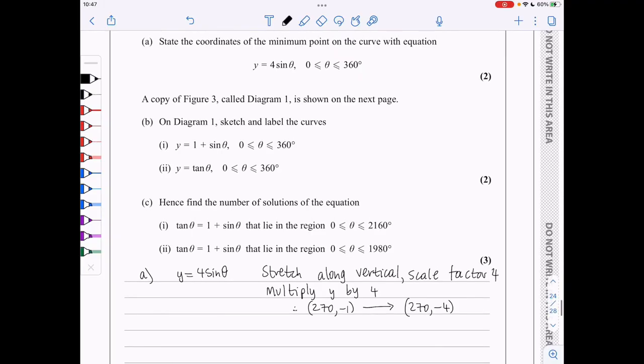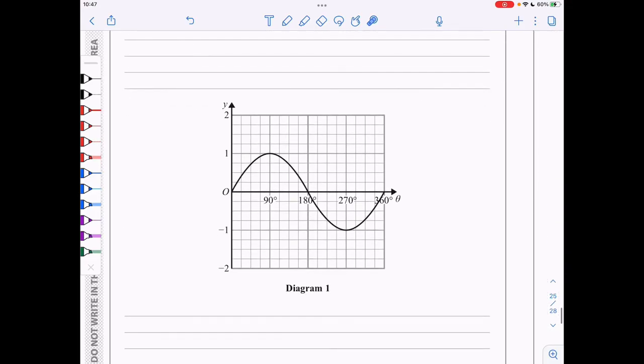We're then being told that we've got diagram 1 on which we need to sketch and label y is 1 plus sine theta and y is tan theta. So two graphs to be drawn. So this is the sine of theta. 1 plus sine theta, it's a translation 1 unit up. So it's gonna be something like this.